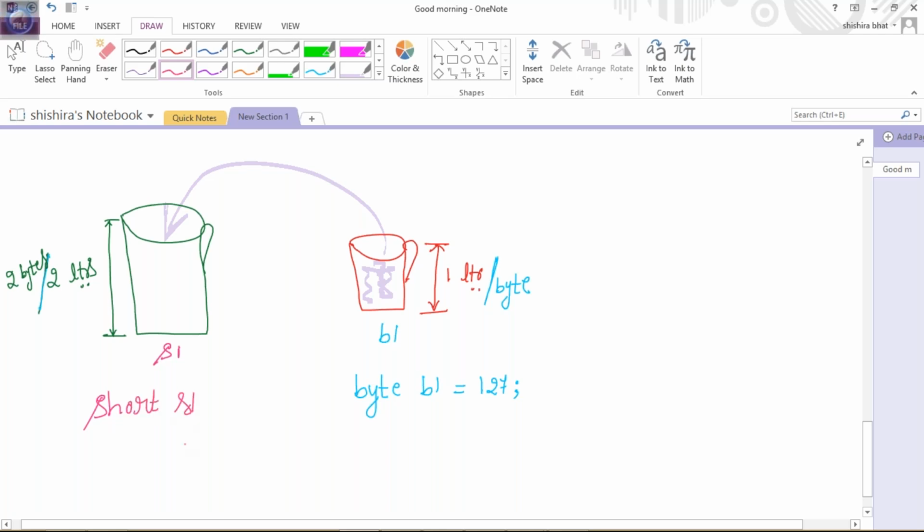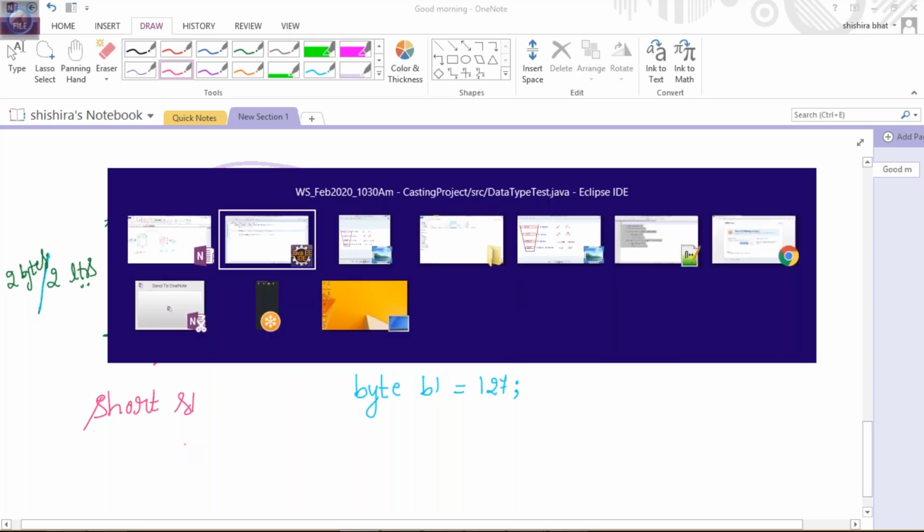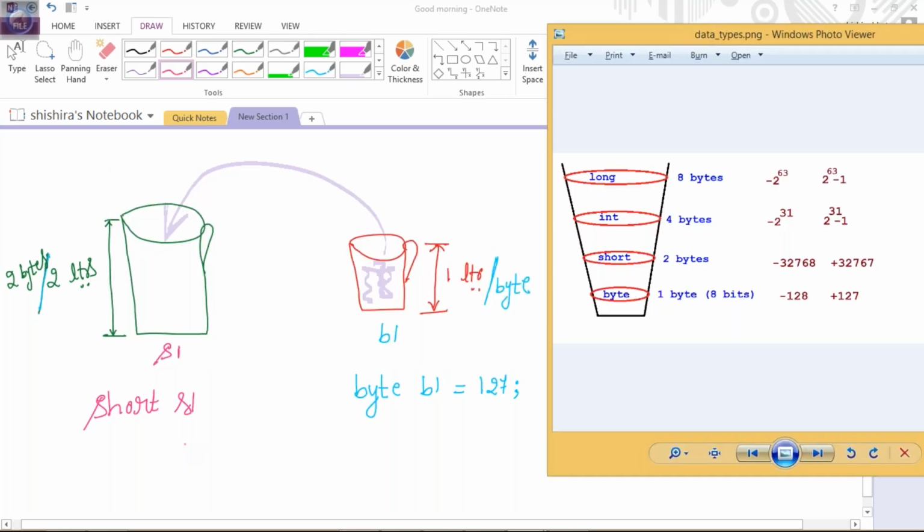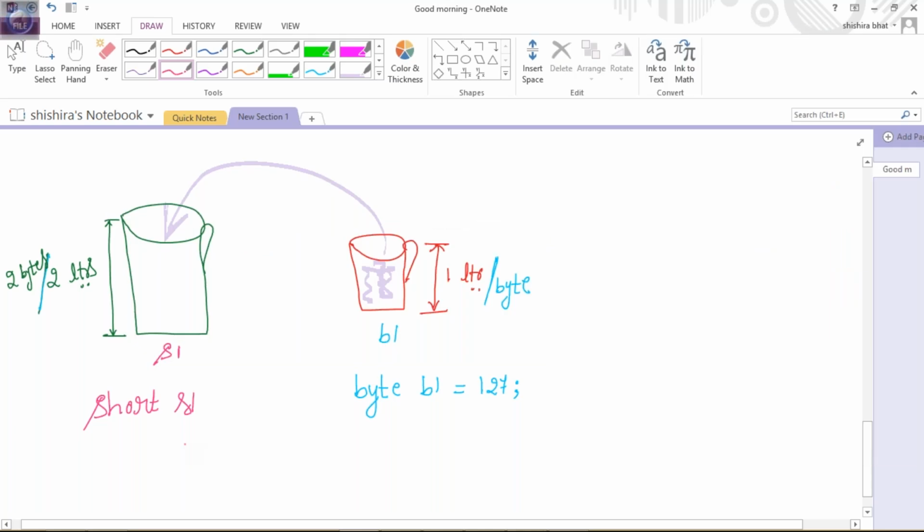Short is bigger than byte. Observe this diagram. Byte is having only 1 byte, but short is having 2 bytes, 16 bits. Okay. Now coming back to this. Short is bigger than that. Can I assign? Yes, you can assign. It means you can write the code like this: short S1 equal to B1.